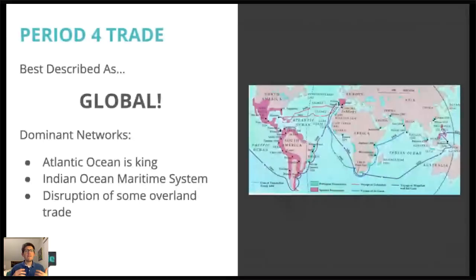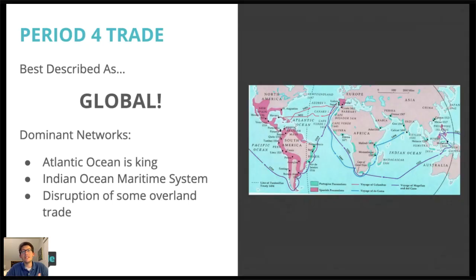First of all, time period 4, we can best describe trade in this time period not just as transregional, but actually as global. This is the first time that the two hemispheres of the world are going to be connected in trade. This is the beginning of the process of globalization, a process that will be in progress from 1492, when Columbus arrives in the Americas, until today, and it is still ongoing. We're still finding our world becoming more and more closely connected. So trade becomes global in time period 4.